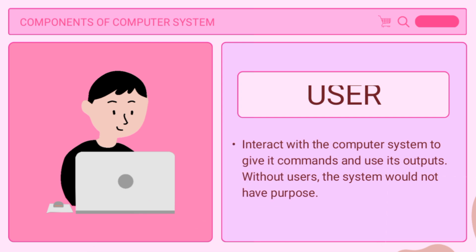Next we have the user. The user is us, because we are the ones who interact with the computer system, giving it commands and using its output. Without us, the user, the system would not have a purpose. So remember, class, that a computer system has three components: the first is the hardware, second is the software, and last is the user.